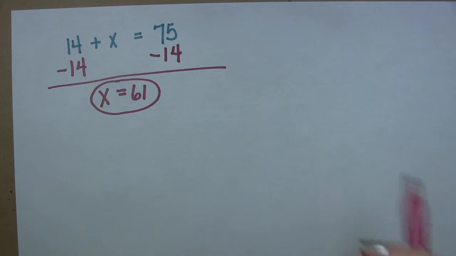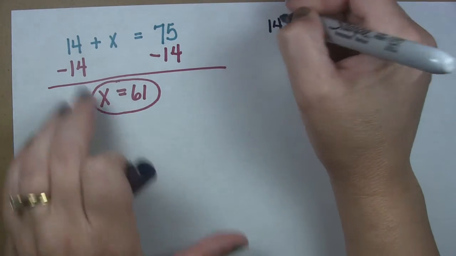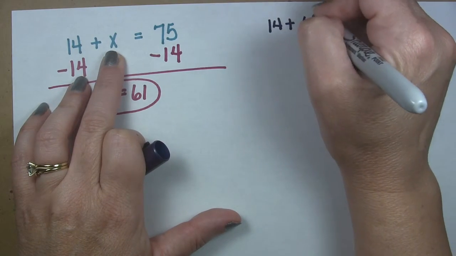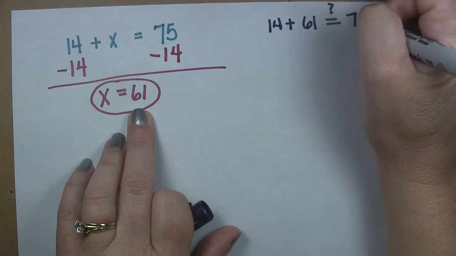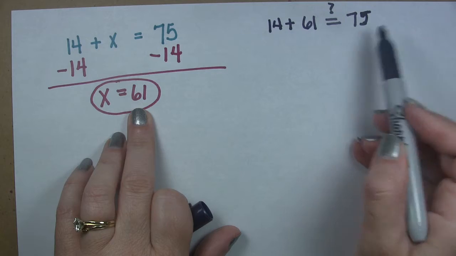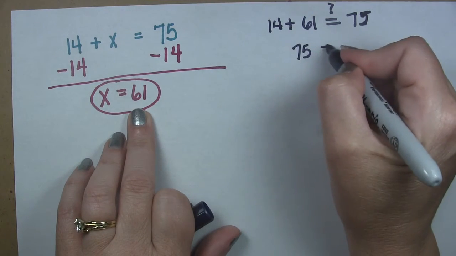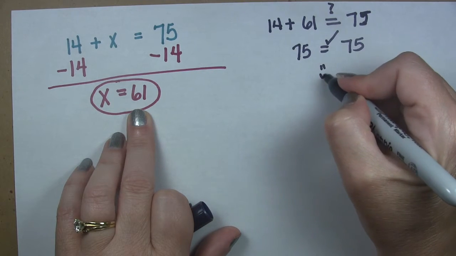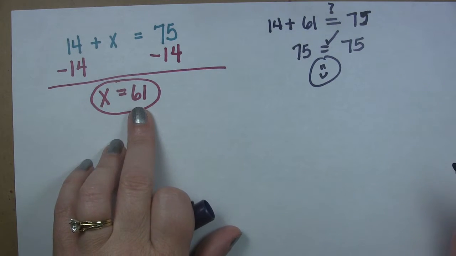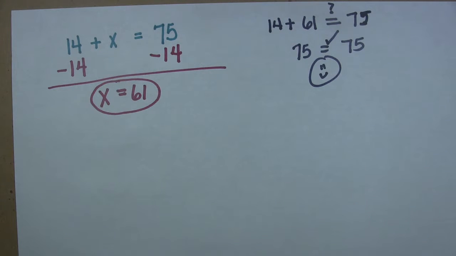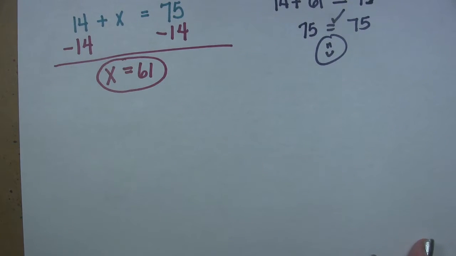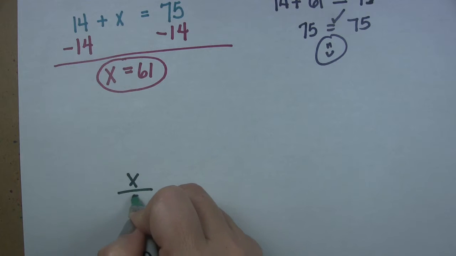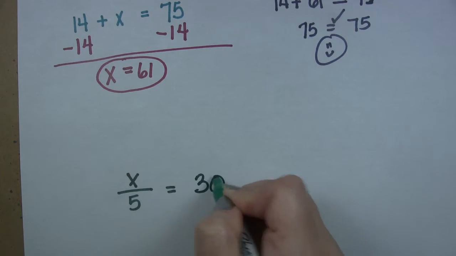So x equals 61. Again, to check myself, I would rewrite my equation, but instead of the x, I would put in the 61. And I would say, is my equation true? Is 14 plus 61 really equal to 75? I would use my calculator, and I would say, yes, it is really equal. Therefore, I did the problem right. Okay, we're going to do just one more example. This one is a little bit harder, I think. x divided by 5 equals 30.